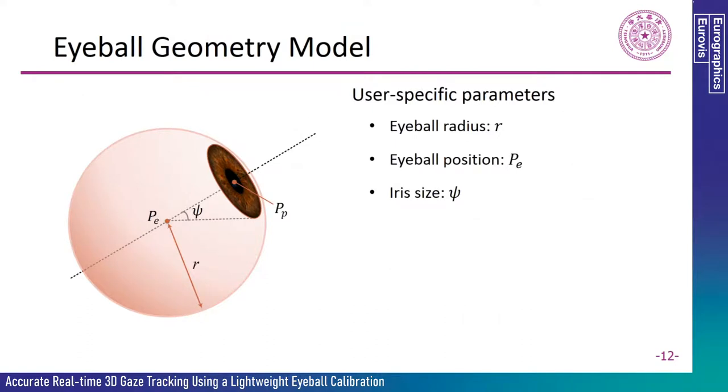For the geometry component, we approximate the eyeball with a sphere of radius r. The eyeball center PE is defined with respect to the coordinate of the head. The iris is approximated by a single circle centered at the pupil PP and with a size defined by an angle psi.